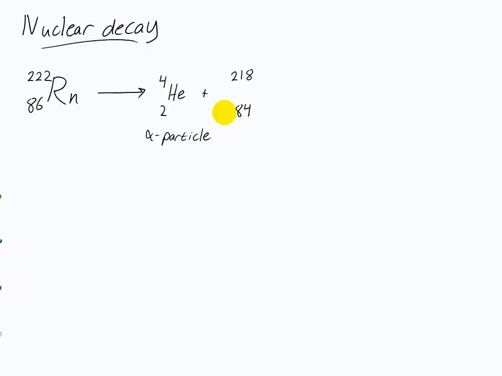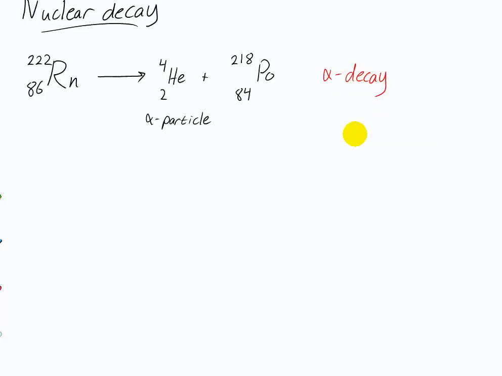Is that still a radon particle? No. It's not. What is it now? PO, polonium. So this is very, very different from what we have seen before in chemical equations, because one type of element is actually becoming another type of element. And that's not something that happens in chemical equations. That only happens in nuclear equations. So this is known as alpha decay. And it's a very common type of nuclear decay.